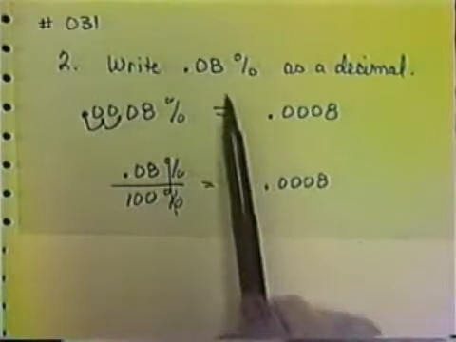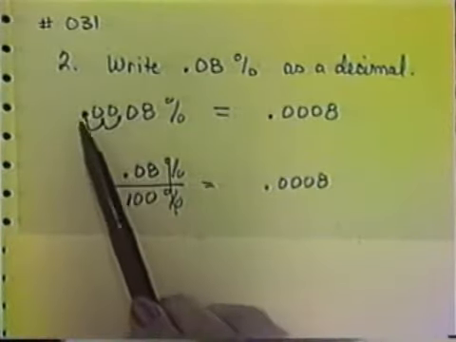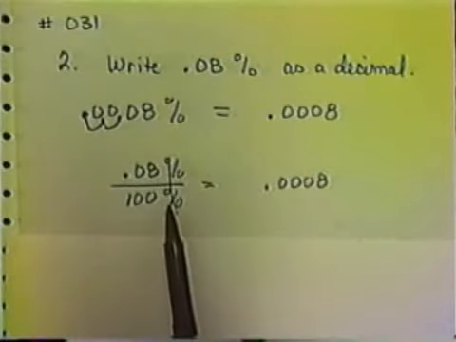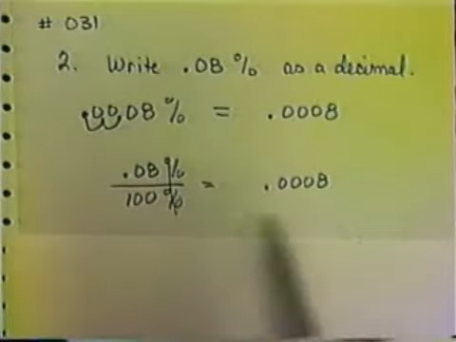Okay, so to write a percent as a decimal, we're going to move the decimal 2 places to the left and drop the percent, or in essence, we're dividing by 100%.